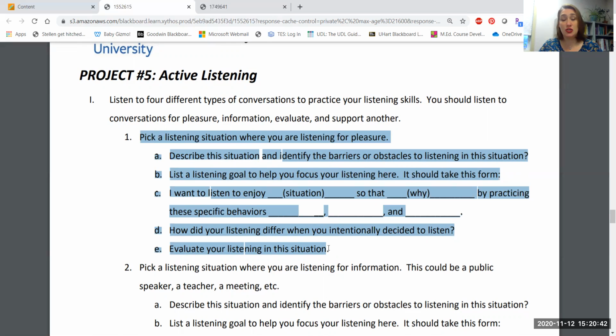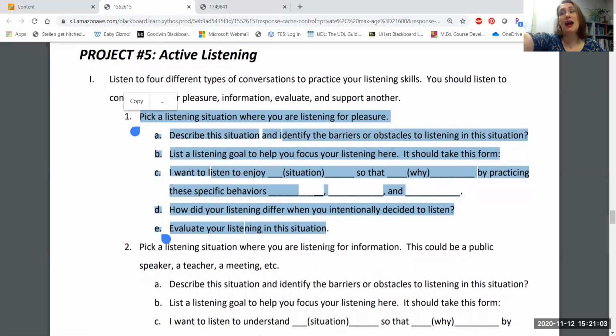What do you want to do? How did your listening differ? And then evaluate your listening. And so this is where the length of this particular project description comes in, but you're doing the same thing for a pleasurable conversation, an evaluative conversation, an informative conversation, and a supportive conversation. All right. And so in each of those cases, you'll describe the conversation, and you'll talk about what made maybe your listening different in each of them.